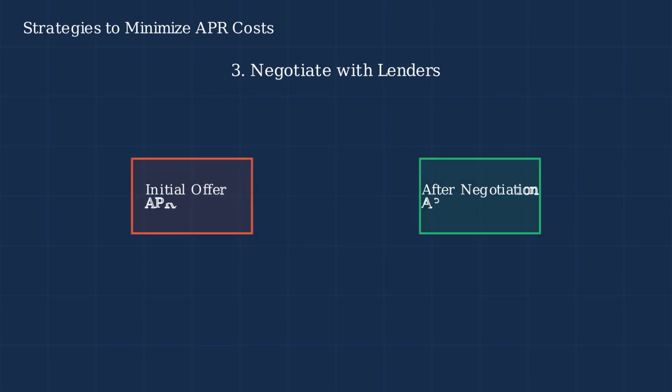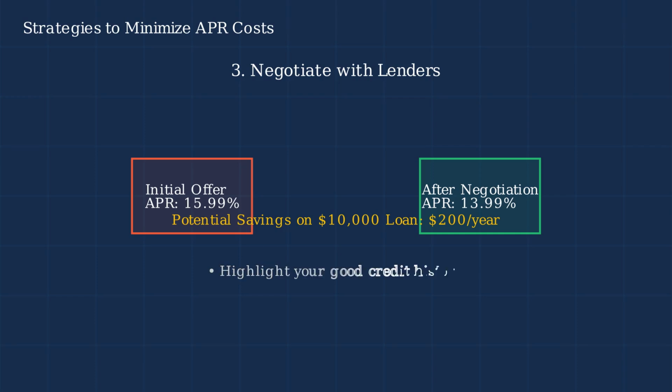Many lenders have flexibility in their rates. By negotiating, you could potentially lower your APR by 1 to 2 percentage points. On a $10,000 loan, even a 2% APR reduction could save you $200 per year in interest. When negotiating, highlight your good credit history, mention competing offers, and remain persistent but polite.